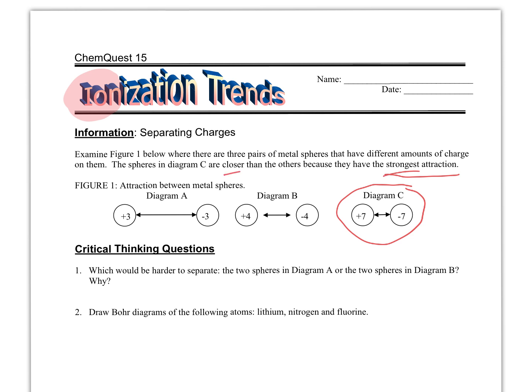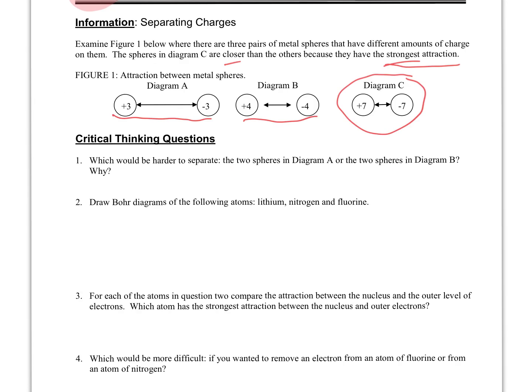And notice that they have a +7, -7, whereas this one has a +3, -3, and they're far apart. This one is +4, -4, and they're getting closer together, but not as close as the 7s. So let's look at our first question. Which would be harder to separate? The 2 spheres in diagram A or the 2 spheres in diagram B?